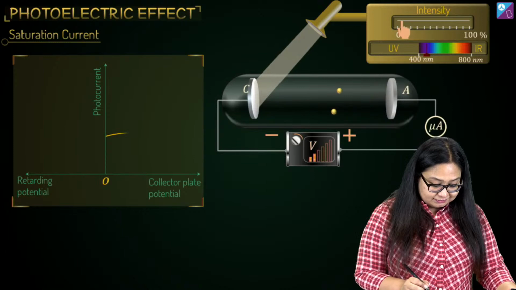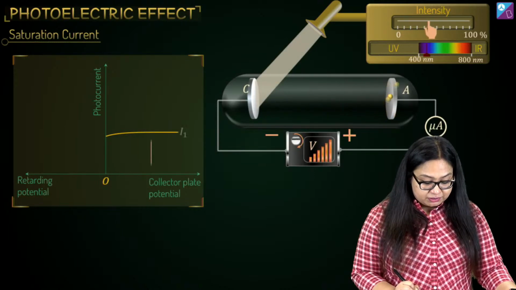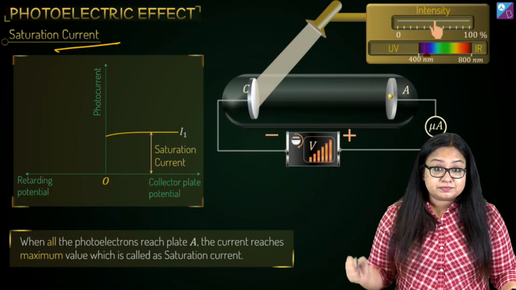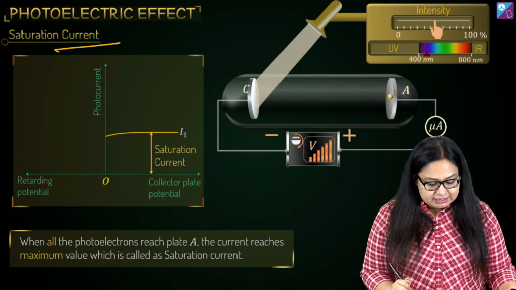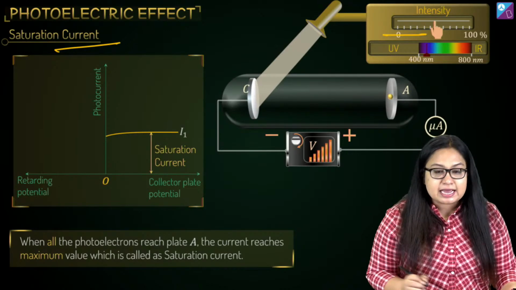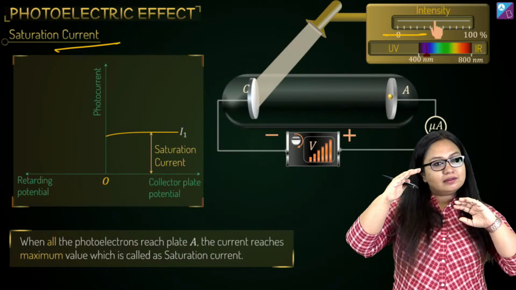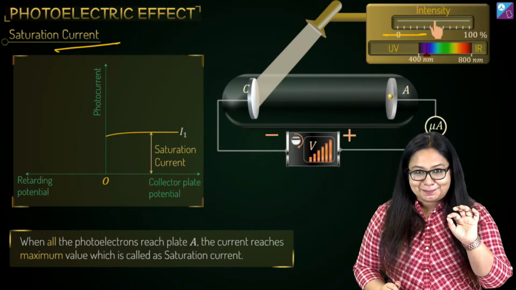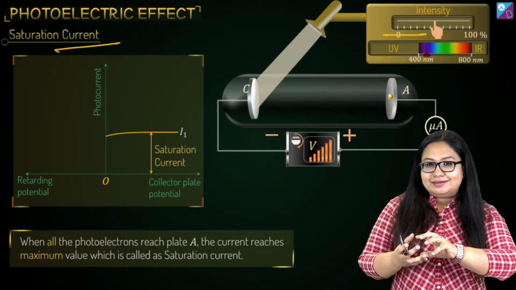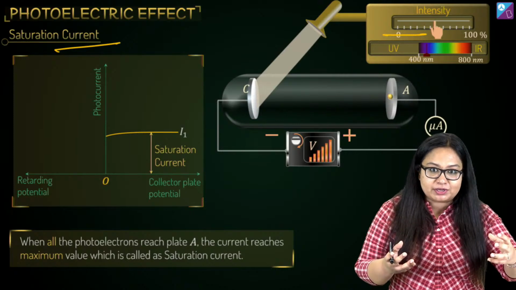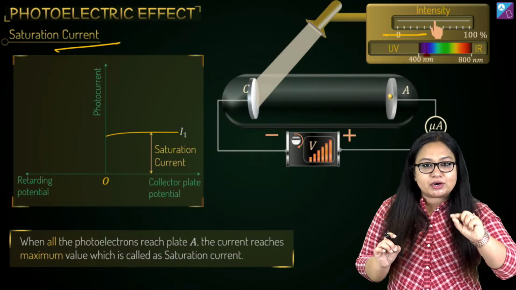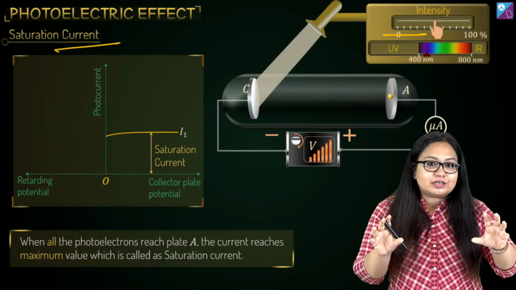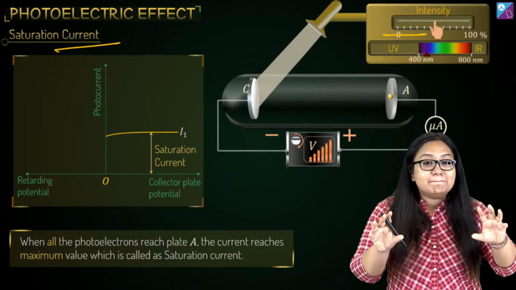What else? Let's see how this graph comes about. Next is saturation current. Now, what is saturation current? For a particular intensity, as I've told you, if you increase intensity, more photoelectrons are going to come out. But pay attention here, this is important to understand. The amount of photocurrent and the number of electrons that have come out might be different.